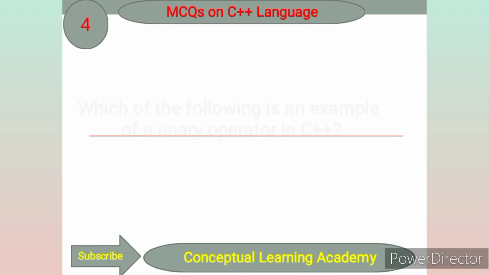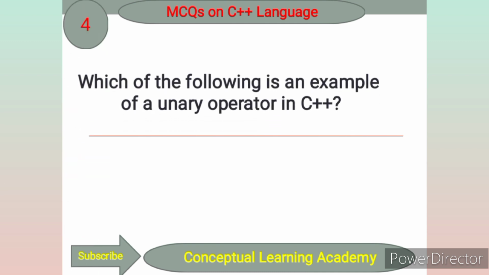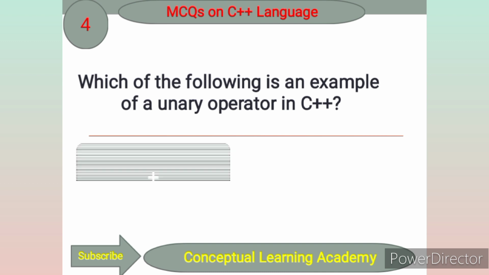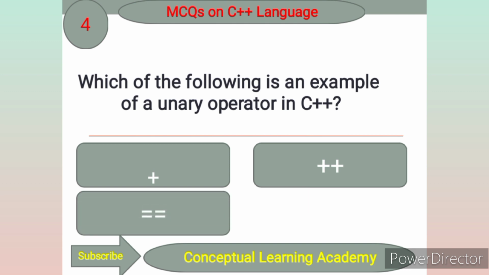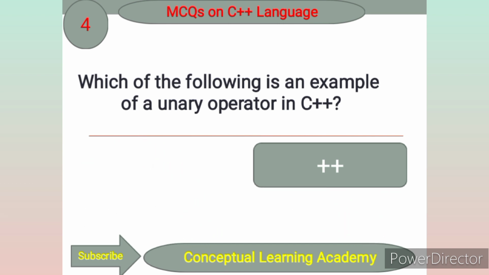Question number 4. Which of the following is an example of a unary operator in C++? Plus plus, minus sign, equal sign, and AND operator. The correct answer is plus plus. It is a unary operator in C++.